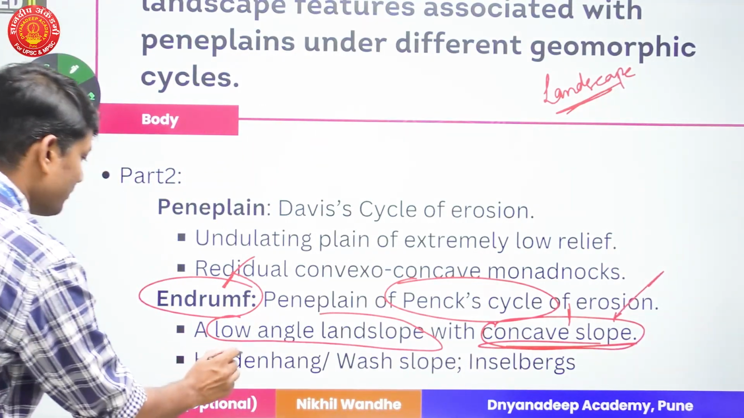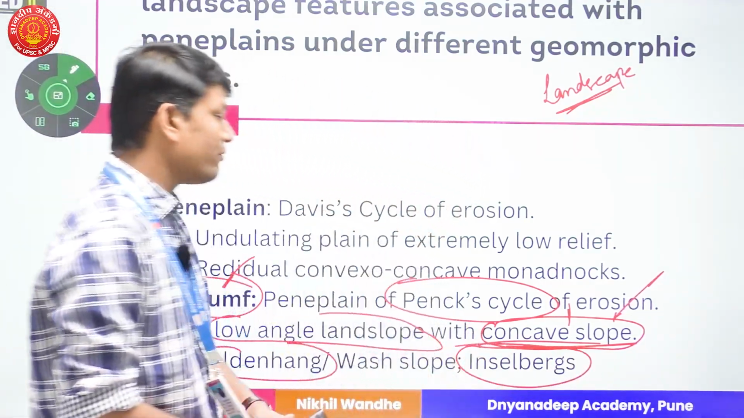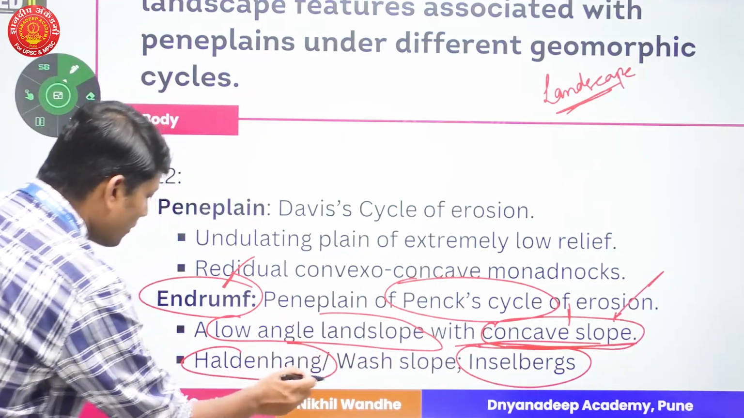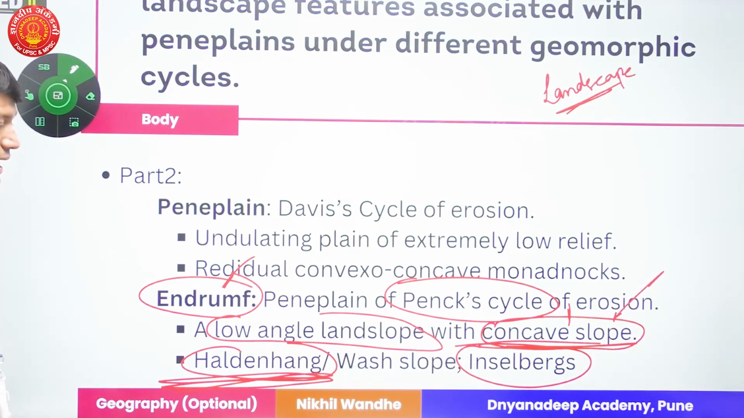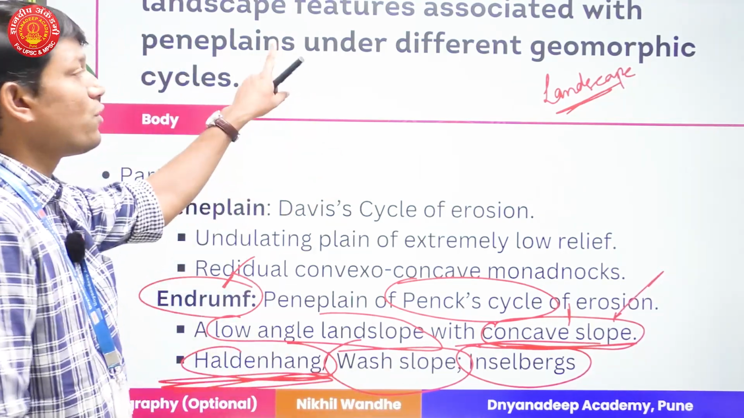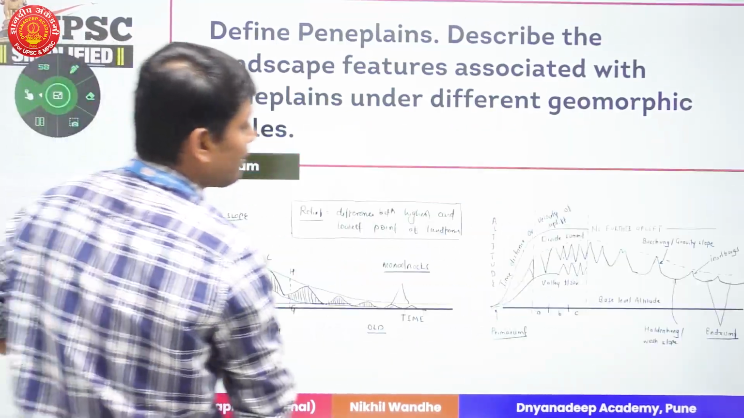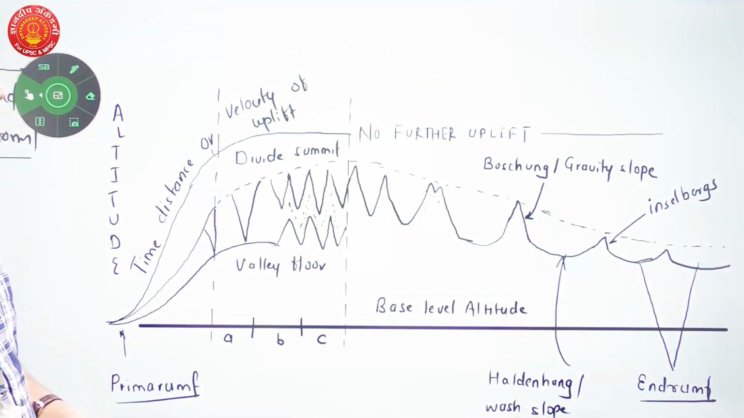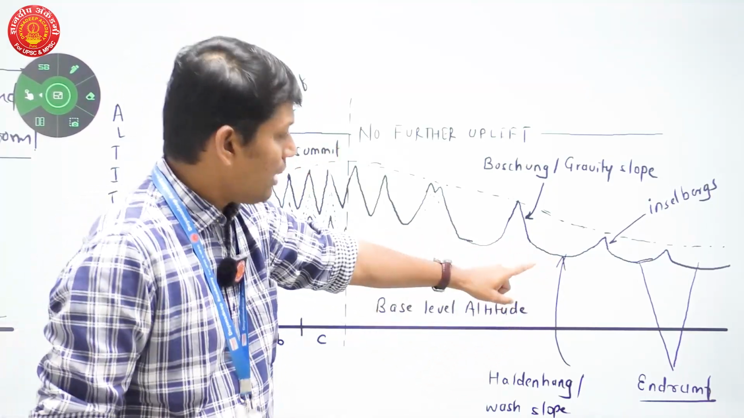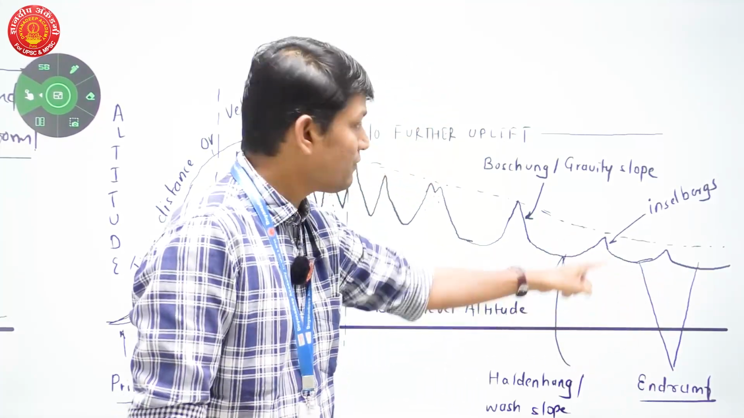Fine. At the same time, as we had monadnocks there, instead of monadnocks, I have a formation of inselbergs in Penck's cycle of erosion, and whatever slope we see forming, it is called Haldenhang, or alternately it can be termed a wash slope. So this is the landscape which is formed in Penck's cycle of erosion. Now let's look at the diagram of Penck's cycle of erosion. Now in Penck's cycle of erosion, again I have shown you what is Haldenhang. This is the penultimate stage, and again the final product, the final erosional surface, is my endrumpf, and the monotony of the endrumpf is broken by what?